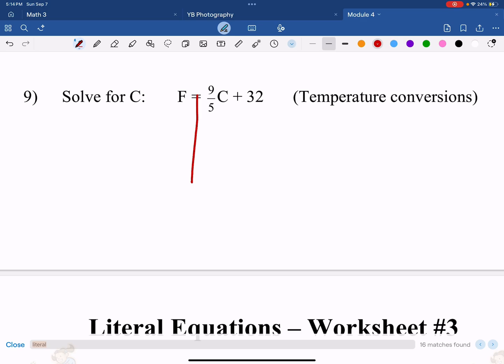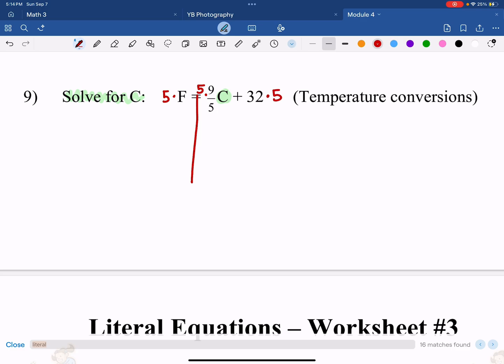I'm hoping we're all recognizing that we have this pesky little 5 in the way of our C, in that denominator. In order to get rid of it, I'm going to go ahead and multiply both sides by 5. Now, since I have 2 terms on this side, I'm going to take that shortcut of multiplying each term by 5. So multiply that term by 5, multiply that fraction by 5, and then I will multiply the 32 by 5.